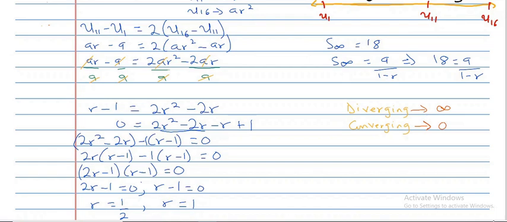Right? So when a series is converging, we can find the sum to infinity. But when it is diverging, we cannot find the sum to infinity. But how do we tell whether a series is diverging or converging? Because in this case, since we have been able to find the sum to infinity, then it means that the series is converging and not diverging.